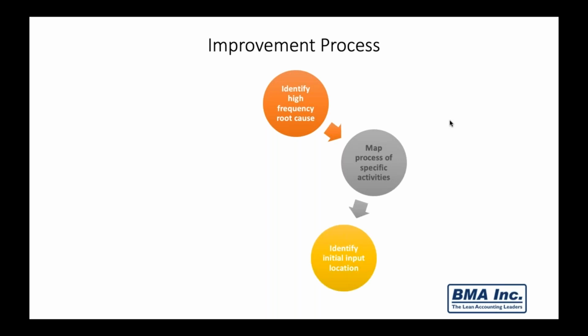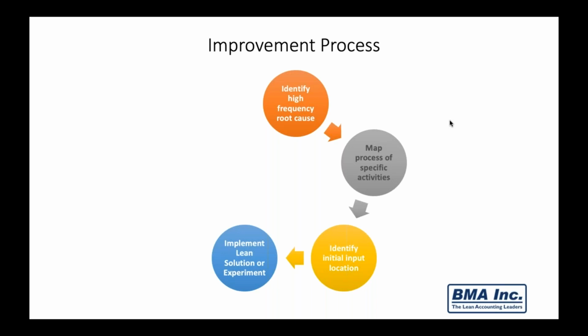For defects, and this really comes from the mapping process, you want to identify the initial input locations. So where does the information initially come into the process? Because that's a key point in where to look for solutions. Then what you do is you either implement a known lean solution or you experiment.